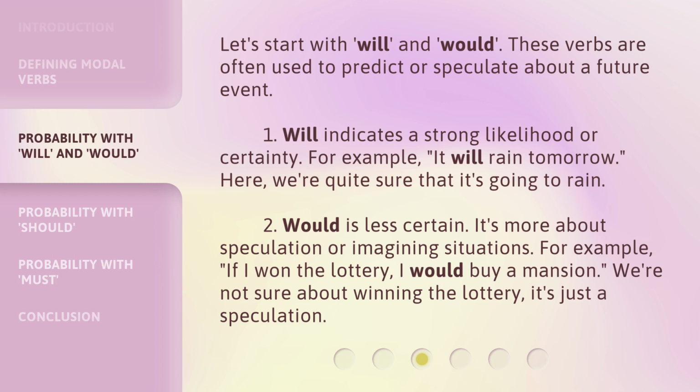2. Would is less certain. It's more about speculation or imagining situations. For example, if I won the lottery, I would buy a mansion. We're not sure about winning the lottery, it's just a speculation.